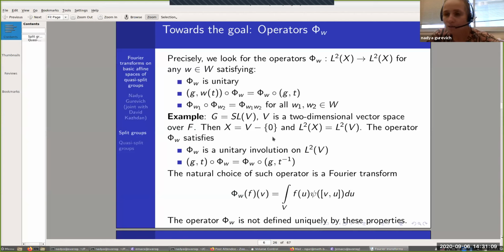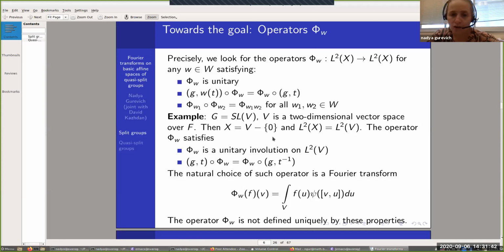Sorry, what is psi here? Psi, oh, sorry, psi is, in the real case, any additive character of the field. Okay, well, not exactly any. I mean, in order that this representation will be a unitary involution, you better choose psi, in the case of a local field, of conductor 0.